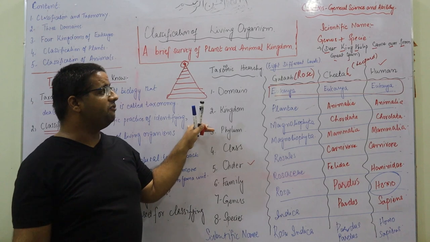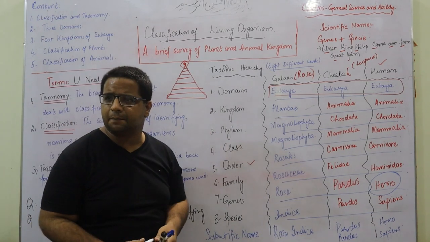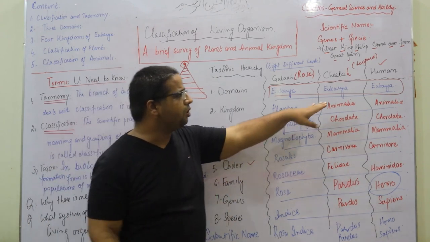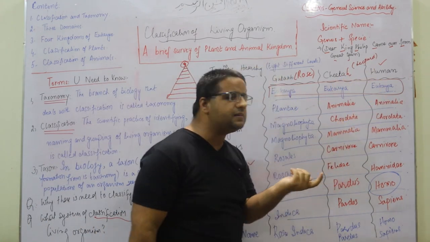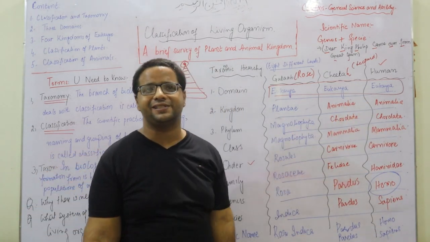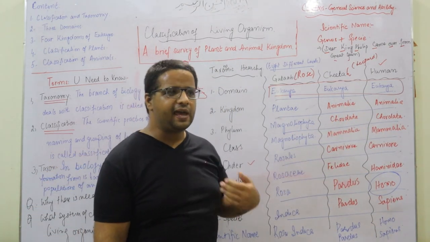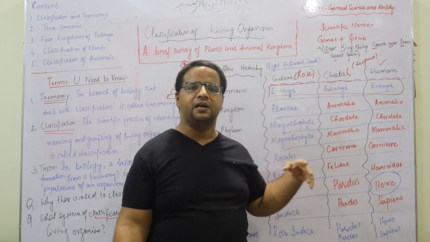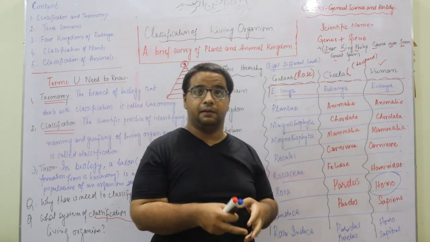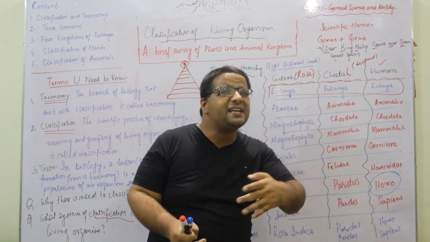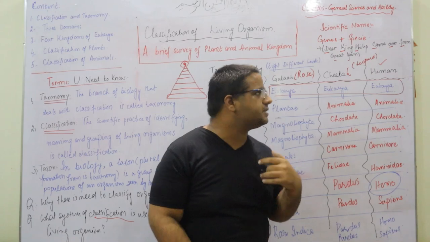Moving on to the rose, we know it is a plant, so the kingdom is Plantae. Both cheetah and human are animals, so they belong to the kingdom Animalia. We know there are a number of animals in this world. We are animals, cheetah is an animal, crocodile is an animal, so they all come under this category. But we have to differentiate these organisms from us at the base level.